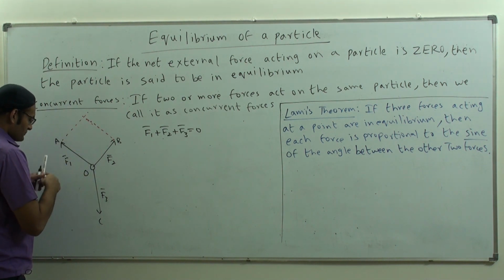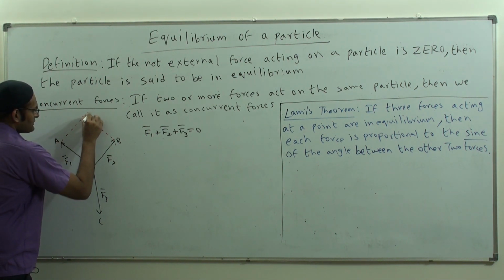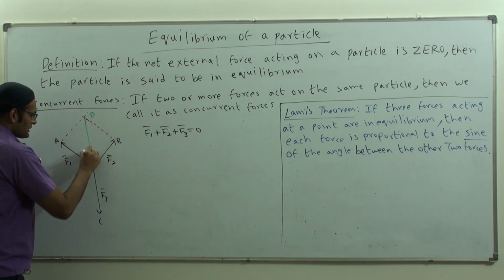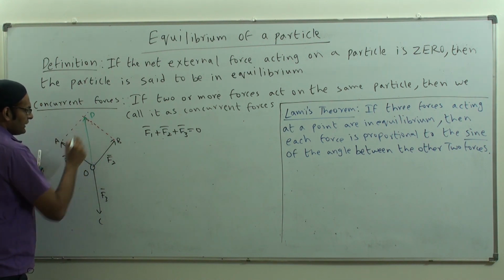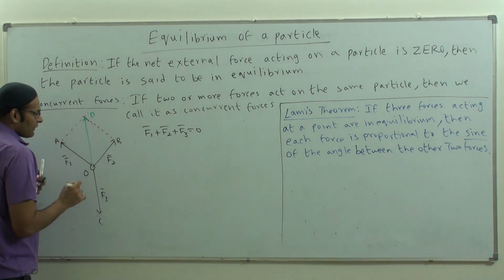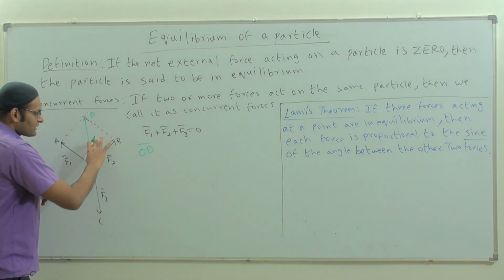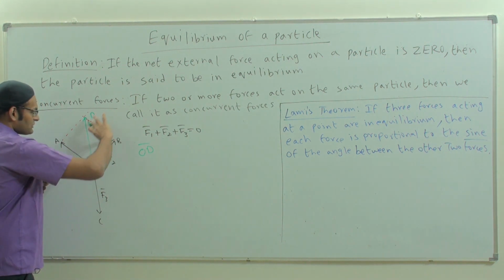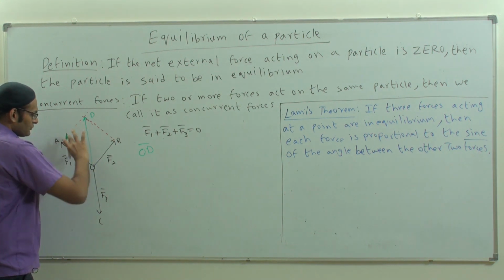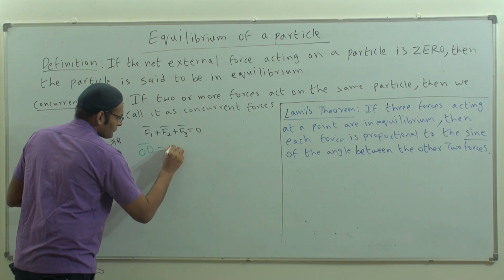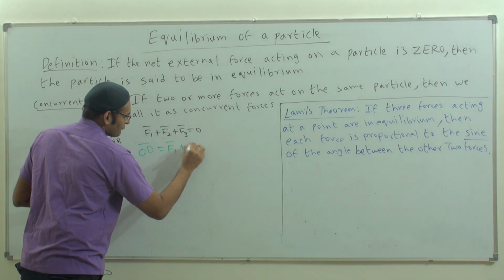So what is this point? The meeting point, let's take it as D. Now I draw a line from O to D. So what is this force? This is OD bar. According to the parallelogram law of addition, OD bar is what? This is F1, this is F2. OD bar is equal to F1 plus F2 bar.